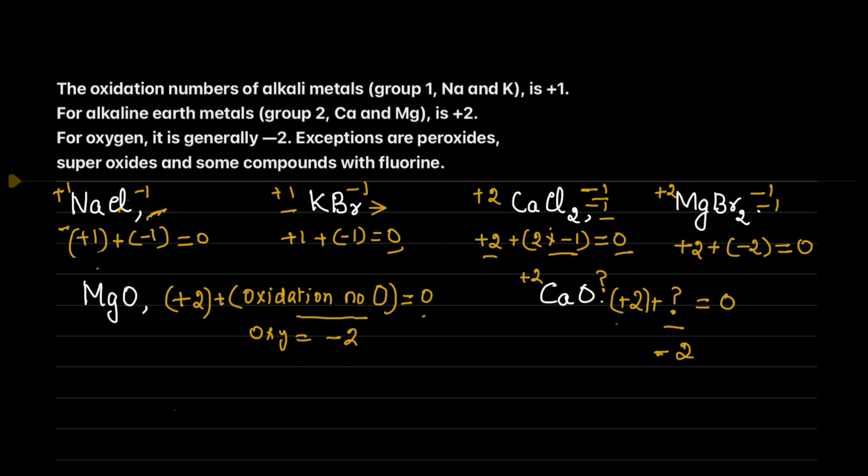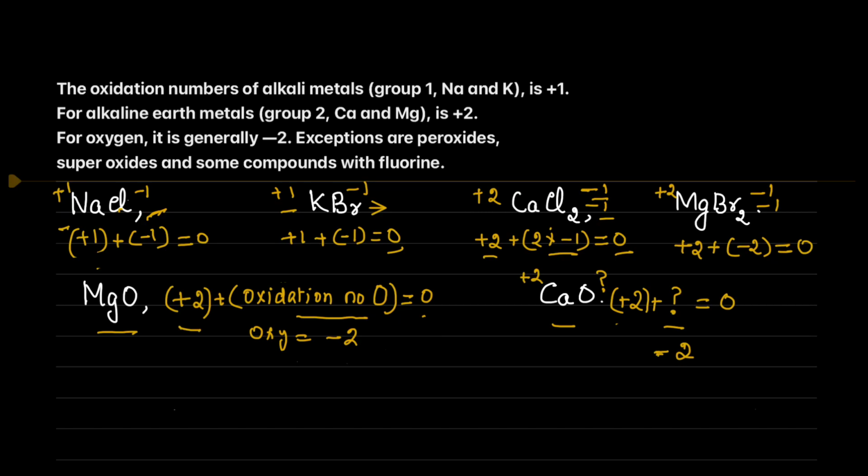For oxygen, the oxidation number is generally -2 except for peroxides and superoxides. Magnesium oxide and calcium oxide are neutral compounds and they are normal oxides. The term normal oxide is used to differentiate them from peroxides and superoxides. Just now we have seen that the oxidation numbers of alkaline earth metals, that is magnesium and calcium, are +2. So, what is the oxidation number of oxygen in magnesium oxide and calcium oxide?